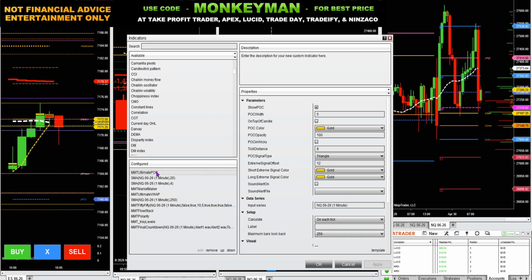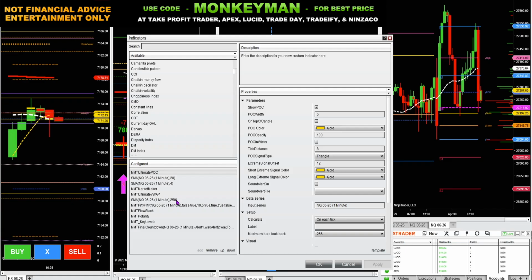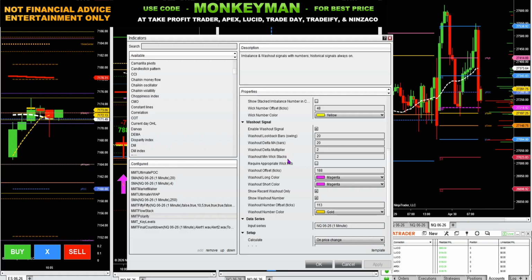On the 1-minute chart, I've got the MMT Ultimate POC, 20-period SMA, 4-period SMA, 250-period SMA. I've got the market maker chart buttons. I've got the ultimate VWAP. I've got the 50-50, and the key levels. I've got the MMT polarity. This is just showing me the washout signals, not the imbalance signals.